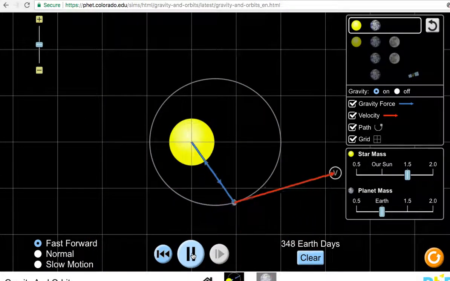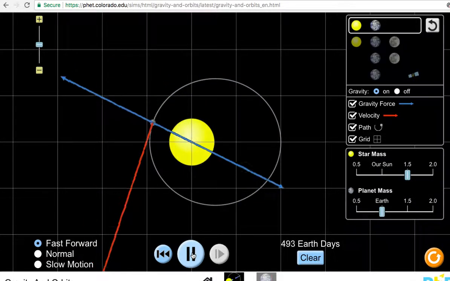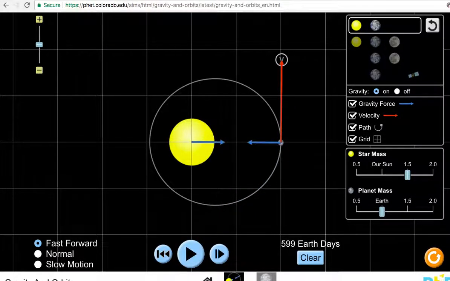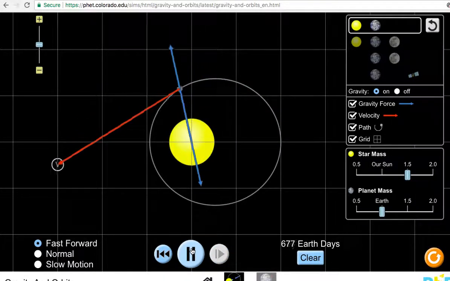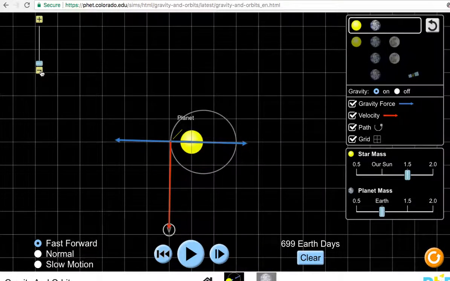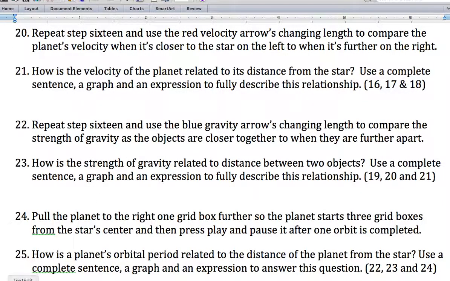So it gets pretty long when this planet is very close, and shorter when the planet is further. So we have a relationship there. The further the planet is from the center of the star, the smaller its tangential velocity is. And the closer the planet is to the center of the star, so I can zoom out here a little, the longer its tangential velocity. Okay, so ready for another graph.